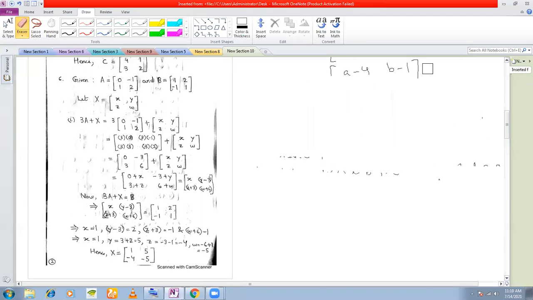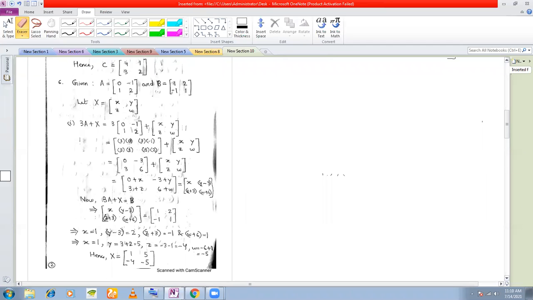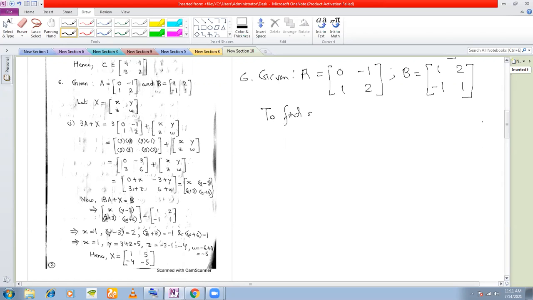So, moving on to the next problem. The question here is, given two matrices A and B, both of order 2. Okay, so let's write down the matrices. Given A is equal to 0, minus 1, 1, 2, and the matrix B is given as 1, 2, minus 1, 1. You need to find a matrix X such that 3A plus X is equal to B.